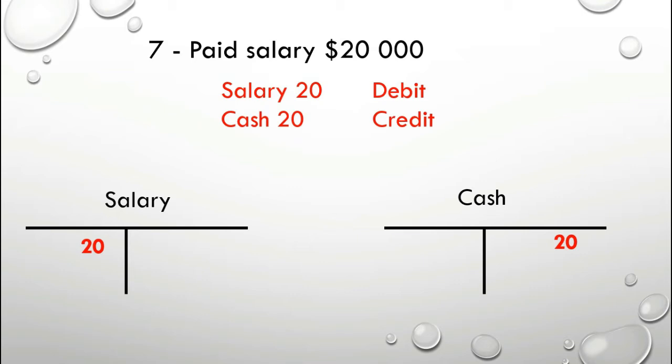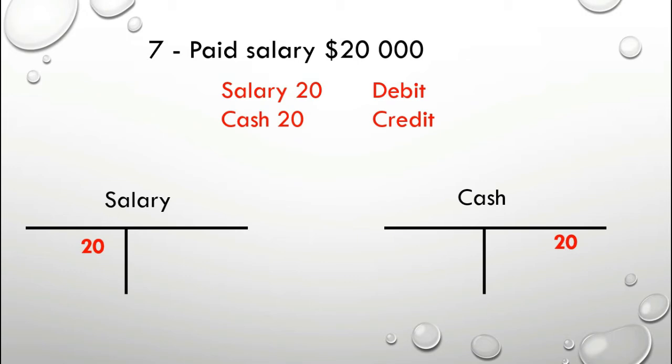So what is salary? Salary is an expense. So when we are paying salary, expenses will increase. So increase in expense is always debited. So we can go to the salary account and debit 20,000. So debit 20,000 is balancing with the credit 20,000. So here expense is increasing and asset is decreasing.